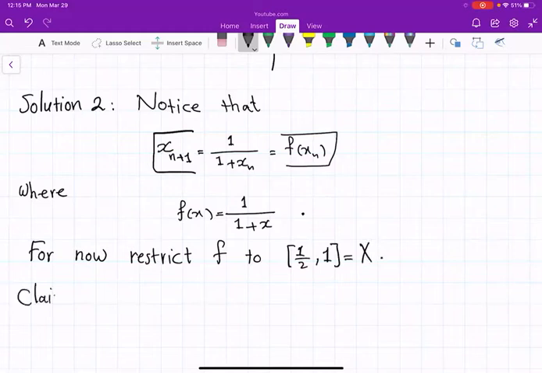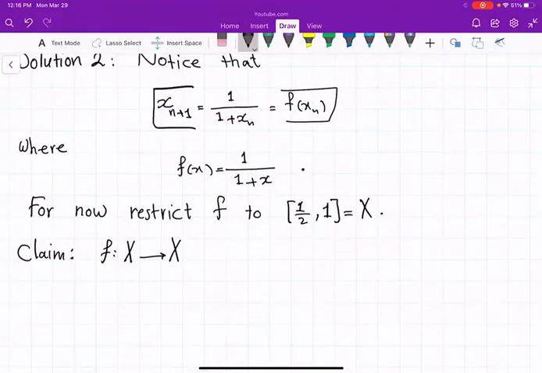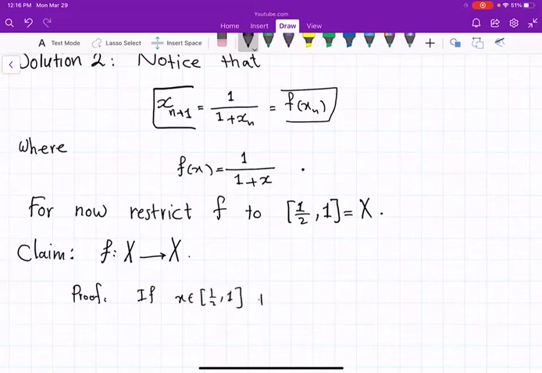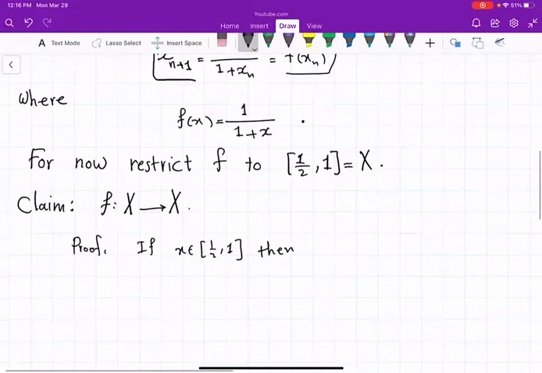So my claim is, remember, if you want to prove a fixed point theorem, your map must go from your space back into your space. So it would be a disaster if you mapped this [1/2, 1] and the image was completely outside this interval. Well, proof of this claim is that, so let's see. You pick x from [1/2, 1], and then you plug that into 1/(1 + x).